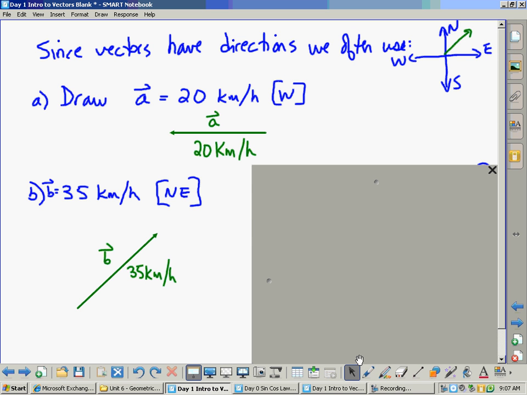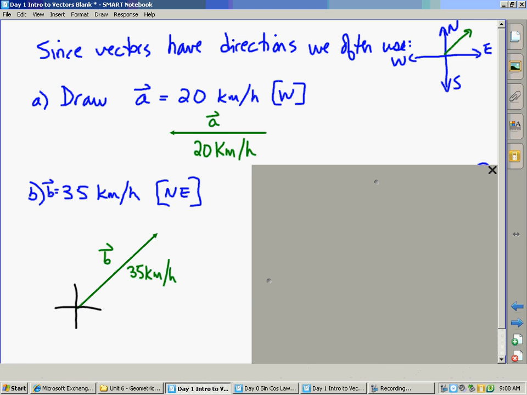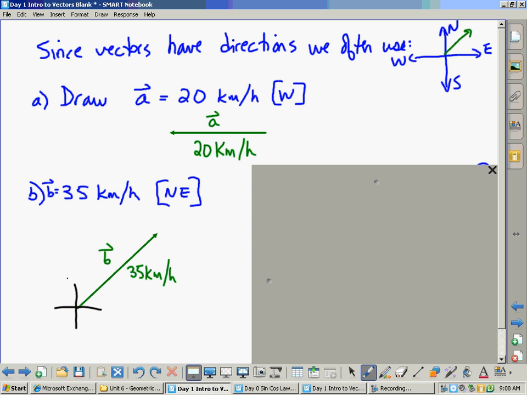One way that we can help with this picture is you'll notice that I will draw these little axes at the beginning of the vectors to help give it direction. Since it's exactly halfway between north and east, that is a 45-degree angle. And later on when we solve questions with these, that little axes will become very, very helpful.